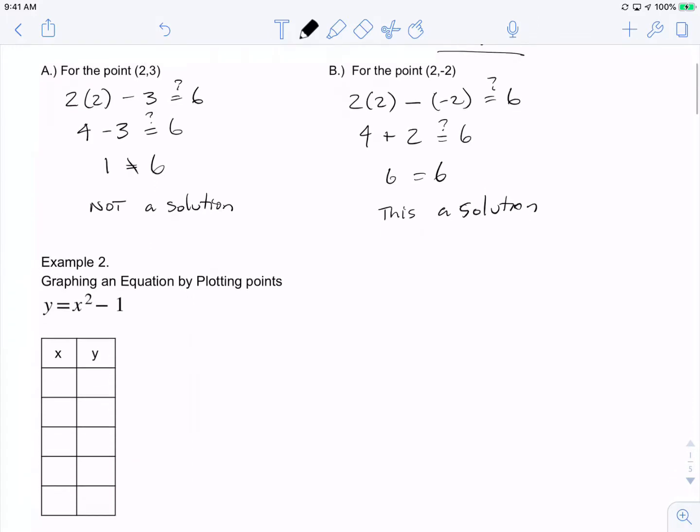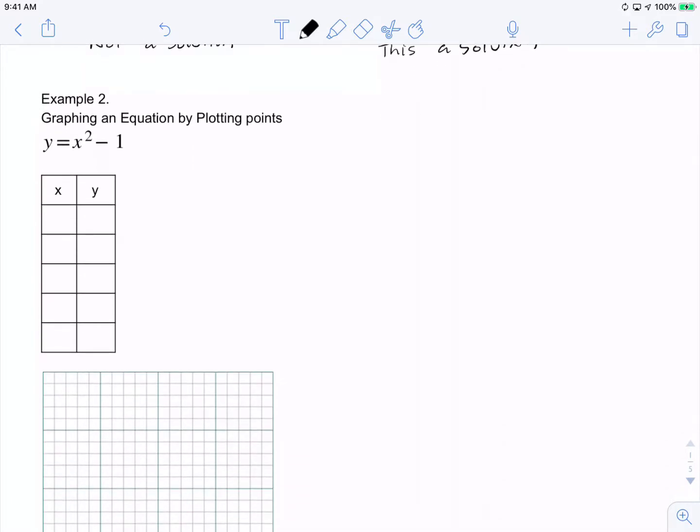Now another example that I want to show you today that could be beneficial for you with the homework is graphing by plotting points. So I decided to use this equation y is equal to x squared minus 1. And I'm going to use the points negative 2, negative 1, 0, 1, and 2. I'm going to show you the work for each one of these so you can see.